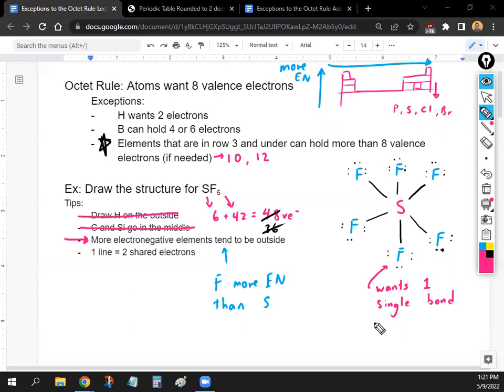You guys ready to try one on your own? Kinda? Yeah, what's up? Valence electrons? Yeah, or VE is fine too.